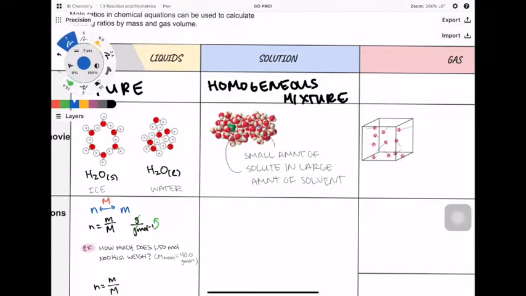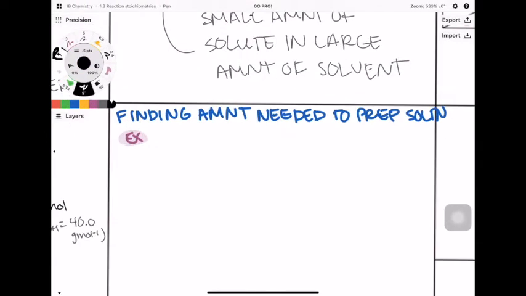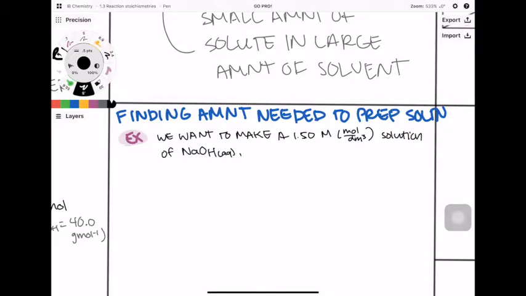Now the first calculation that is very important in terms of solutions is figuring out the amount of something needed to prepare a solution. So the amount of whatever substance you're dissolving needed to prepare a solution of that substance. For example, if we want to make a 1.5 molar, that big M stands for molar, or mole per decimeter cubed, same thing, solution of NaOH, of sodium hydroxide, and you need to make 25 centimeters cubed of it. How many moles, how many grams do I need?